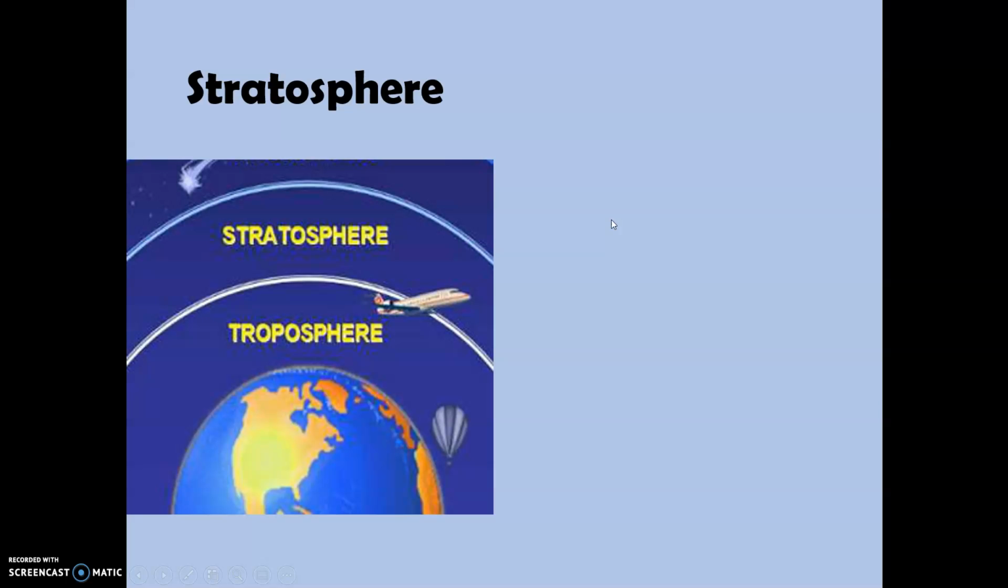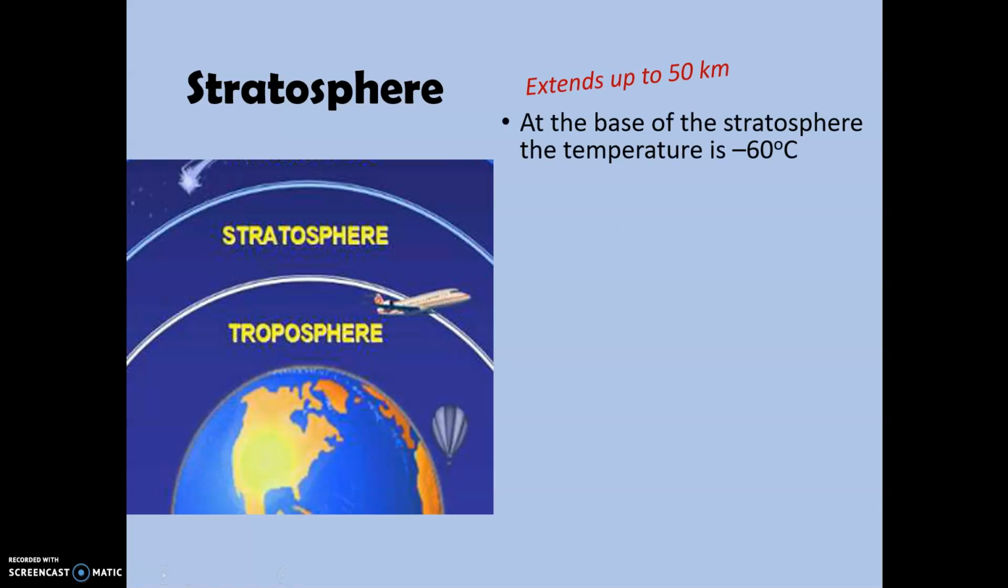The layer above the troposphere is the stratosphere. Being really close to the tropopause, the very bottom of the stratosphere is cold. It's really cold. And as we work our way up through the stratosphere, temperature does something a little different. And it has to do with a molecule called ozone.